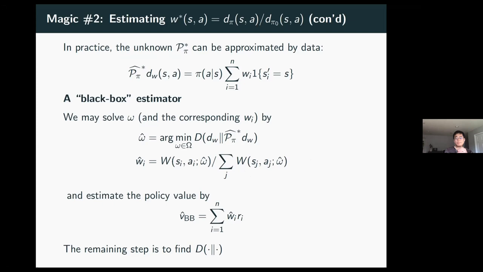Here I'm thinking of a parametric way. So W is a function whose input is S, A, and omega is the parameters. An example is the neural network, where omegas are the weights in the network. Oh, okay. So this W can be considered as a linear function or even a neural network. Yes, that's right. And then how did you define the feature?